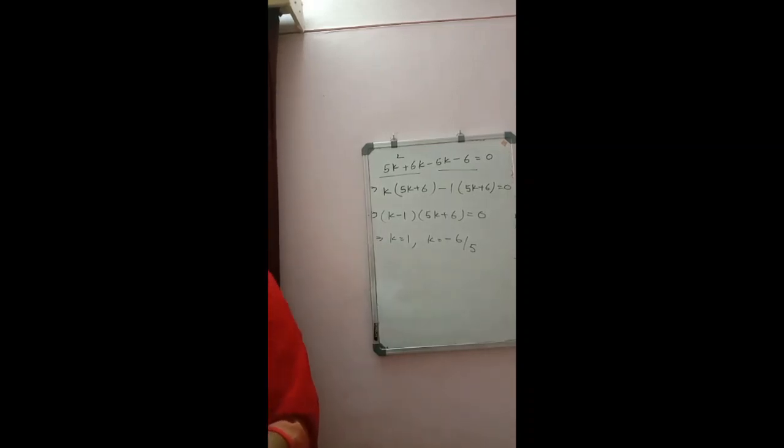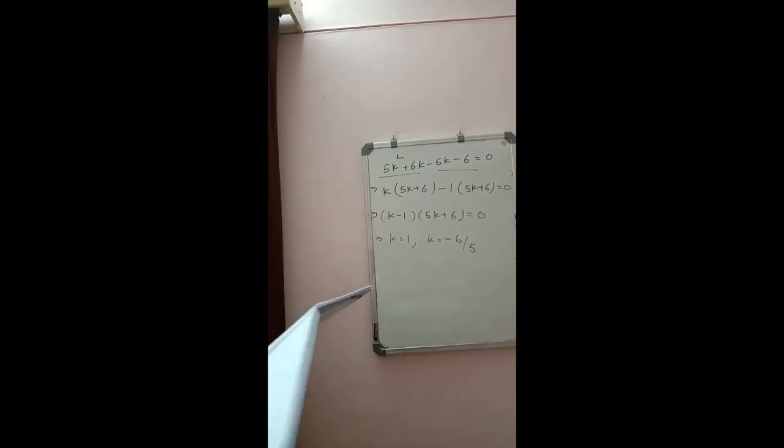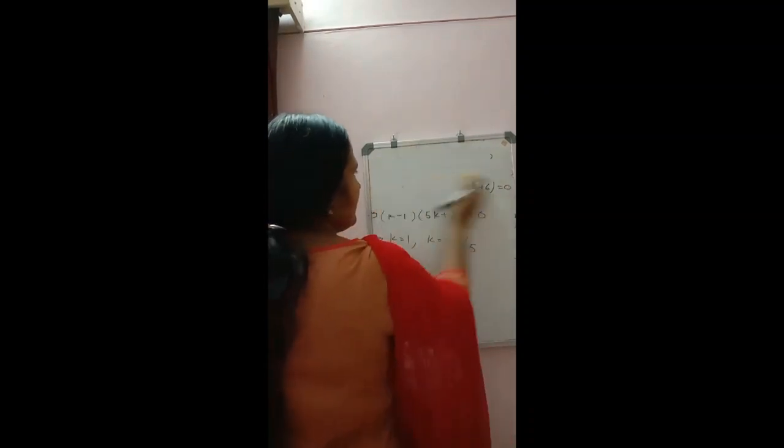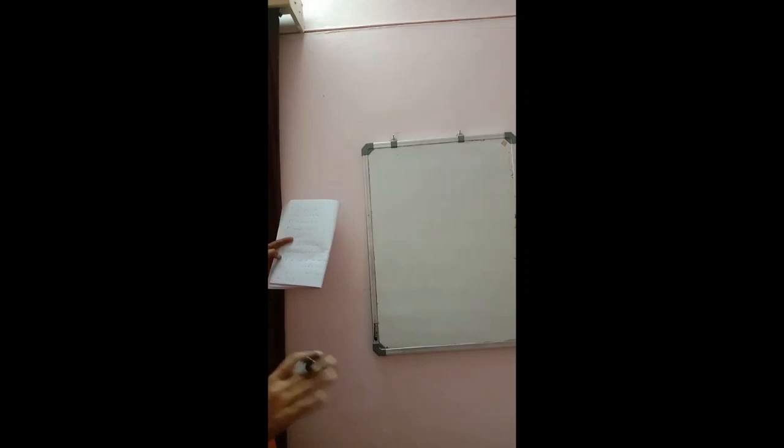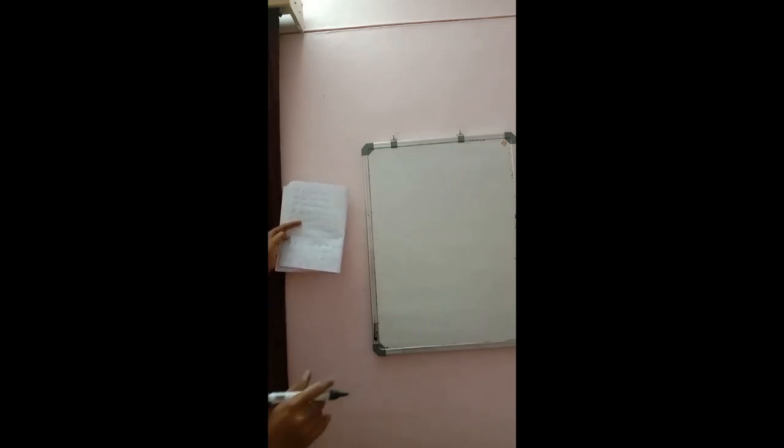Question number 3. If the roots of the quadratic equation (a² + b²)x² + ... I am just writing the solution directly. Here it was given the roots are equal. We know for equal roots the condition is b² − 4ac = 0.